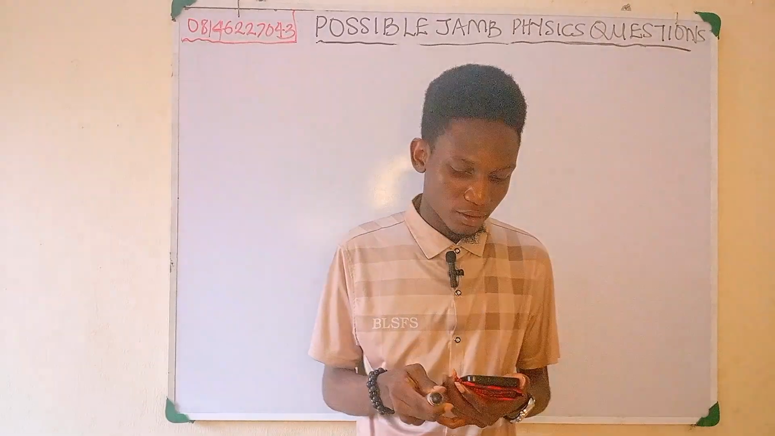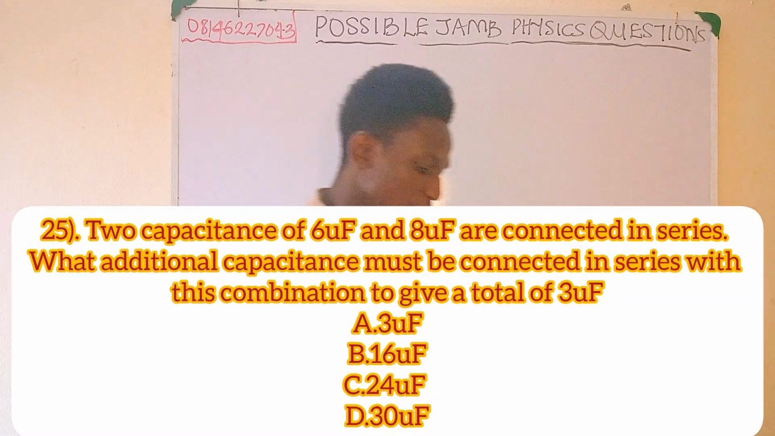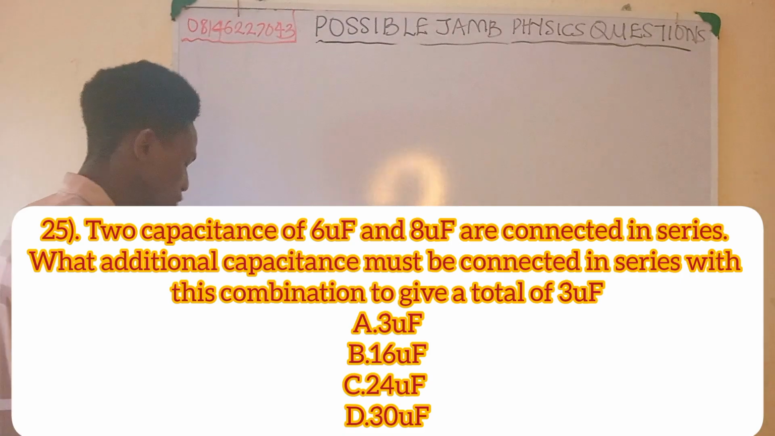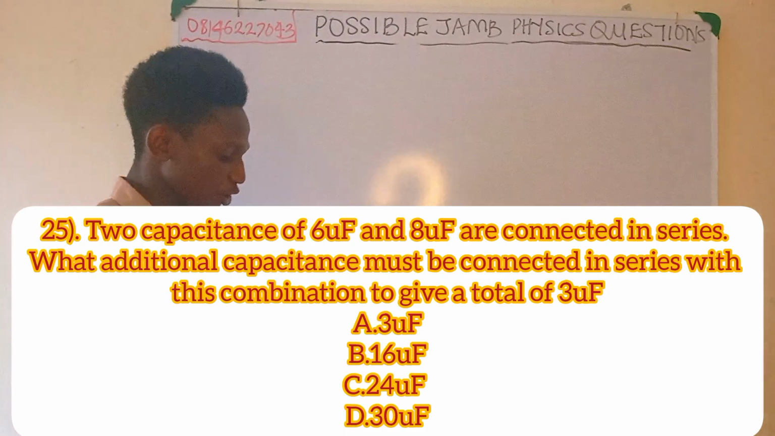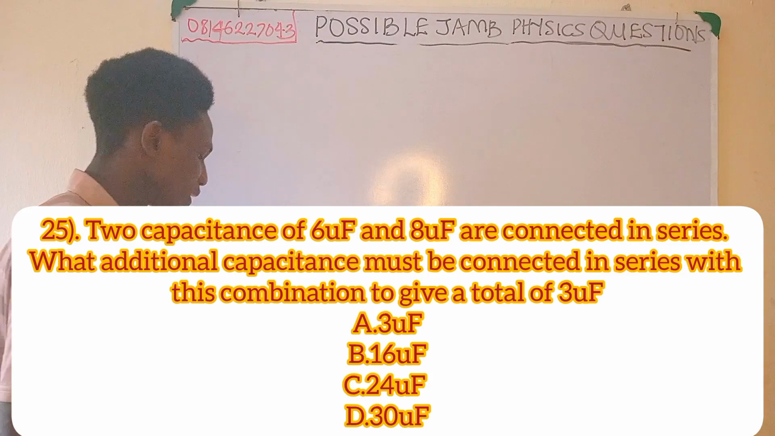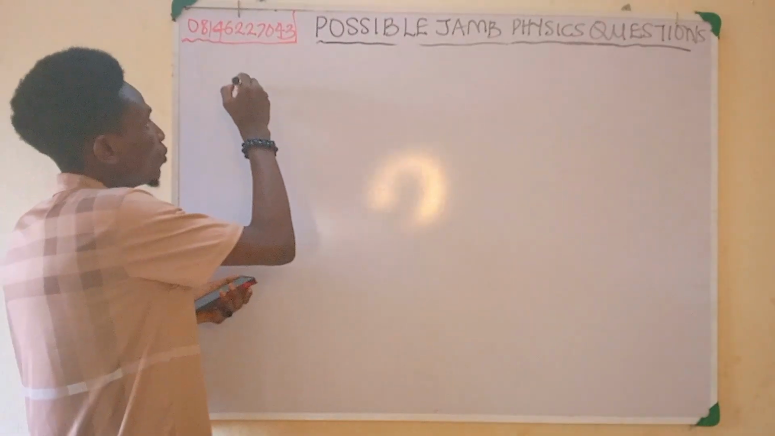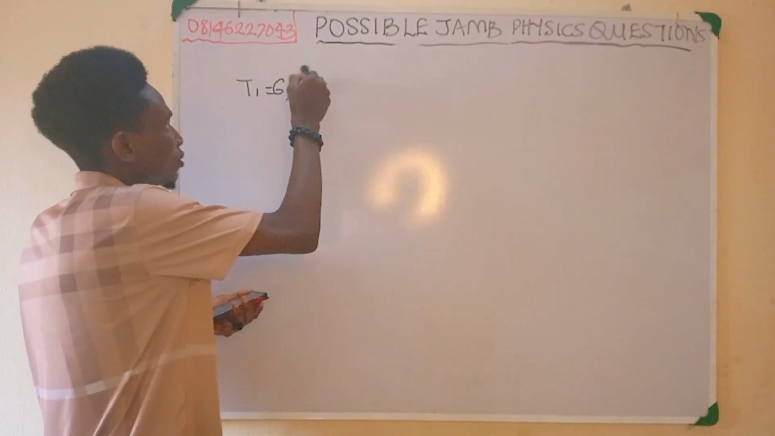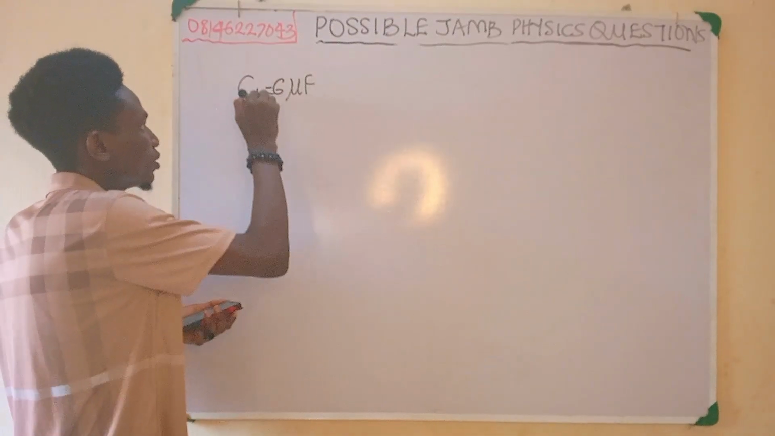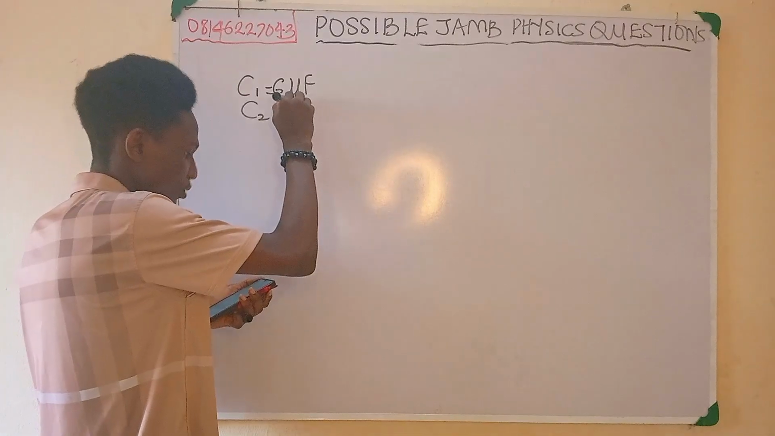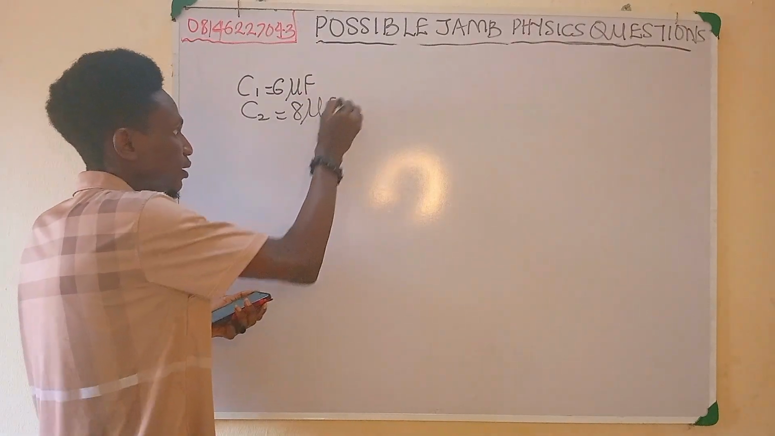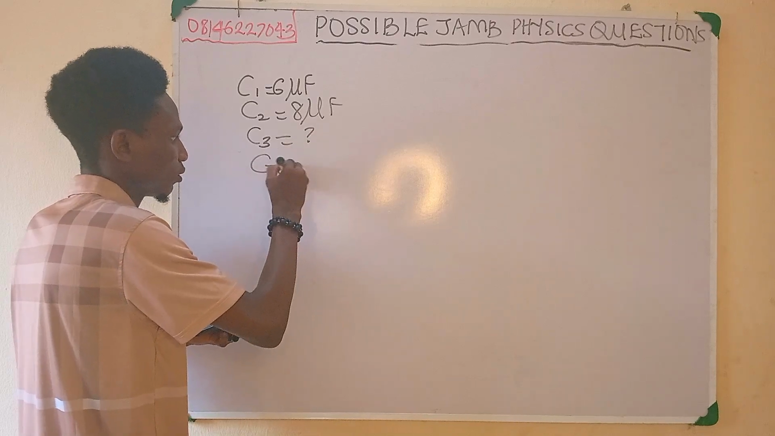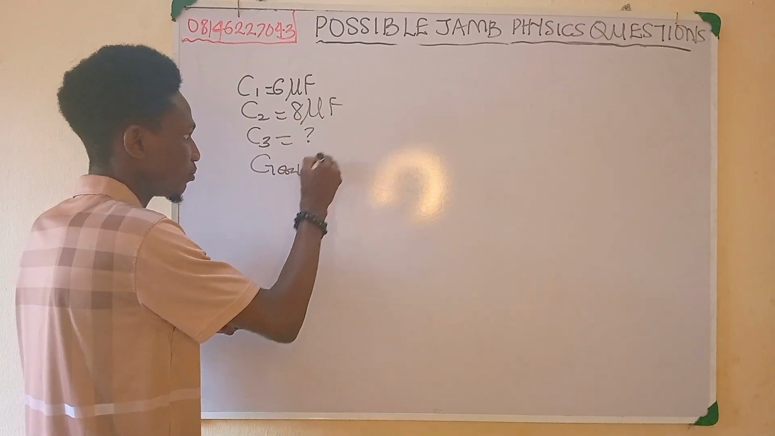Now, question 25 says two capacitors of 6 microfarad and 8 microfarad are connected in series. What additional capacitance must be connected in series with this combination to give a total of 3 microfarad? So we have the first one, 6 microfarad, C1. C2 is 8 microfarad. Now we're looking for the third one that will be connected to them. Now the total is 3 microfarad.